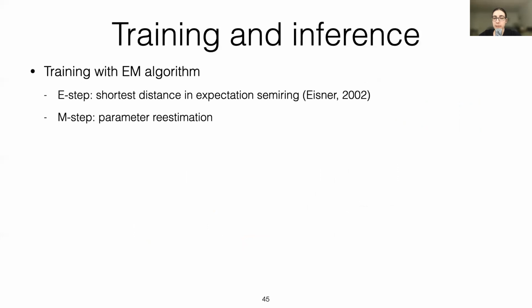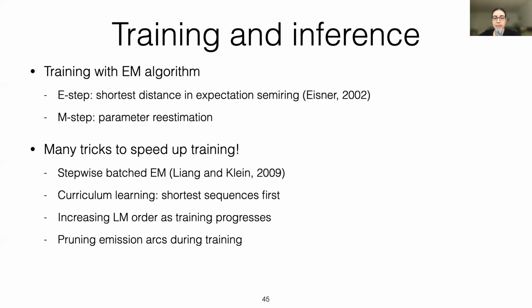We use the EM algorithm for training, where the E step is the shortest distance computation in the expectation semi-ring. Expectation semi-ring is like a version of log semi-ring that does the bookkeeping for you. And the M step is just normalizing the computed counts. So this exact maximization is really slow, especially if you use something like an expectation semi-ring. So we need a lot of tricks to speed up our training.